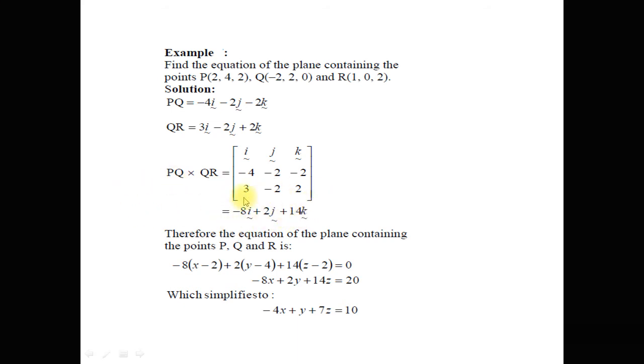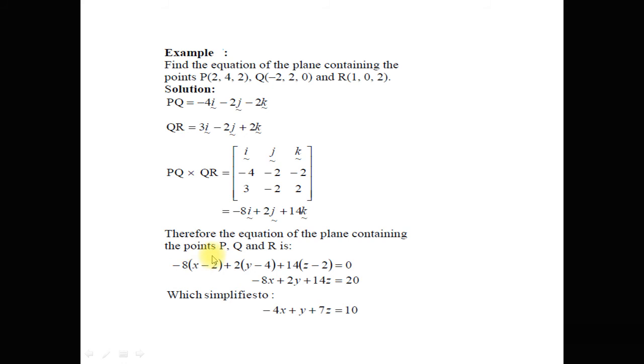Now this vector is orthogonal to both PQ and QR, and since PQ and QR lie in the plane, this is the normal vector. Therefore, for the equation of the plane containing the points P, Q, and R, we choose any point. Suppose we choose point P as the initial point. This is x naught, this is y naught, and this is z naught, and this is the normal vector, A value minus 8, B value 2, and C value 14.